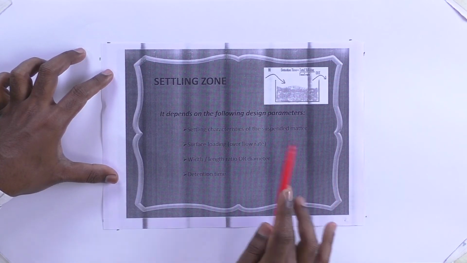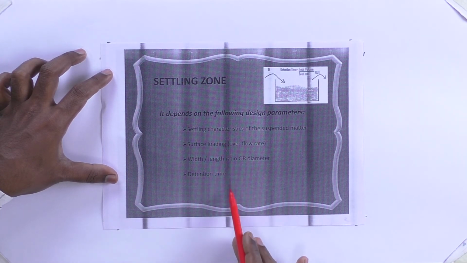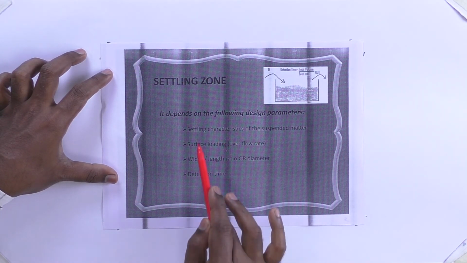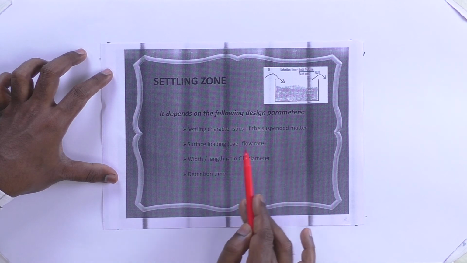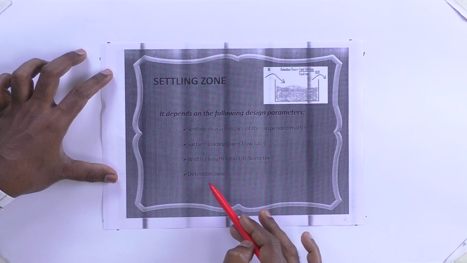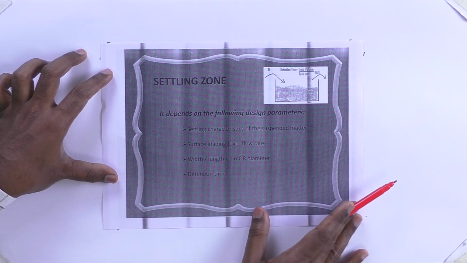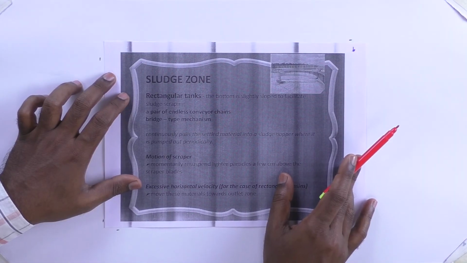So next one is called the settling zone. If you want to optimize this settling zone, then you need to follow these four parameters. One is the settling characteristics of the suspended matter, then surface loading or overflow rate, width to length ratio or diameter, and the last one is detention time. These parameters you need to check to design a good settling zone. Then the last one is called the sludge zone.